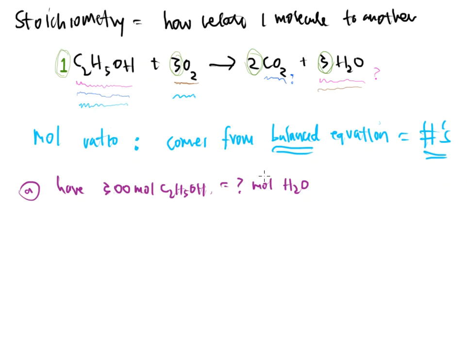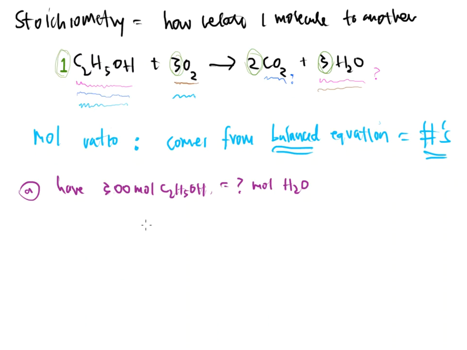I don't want to talk about sandwiches here, people. I want to talk about chemistry. I want to talk about lab, right? So if I have 3 moles of C2H5OH, how many moles of water could I end up with? This is my starting product. How many could I end up with in the very end? This is how we do it.